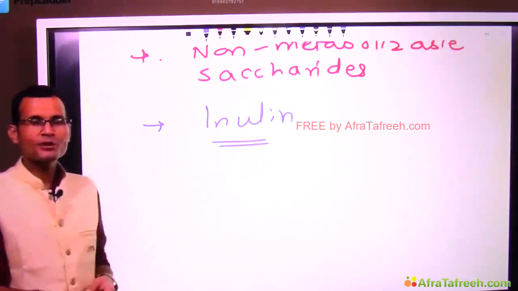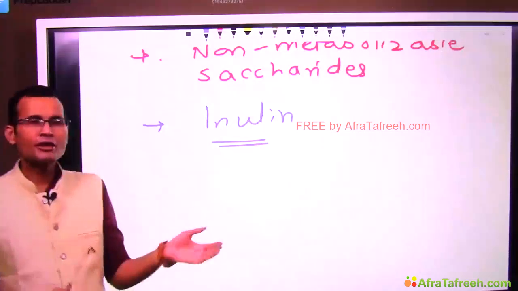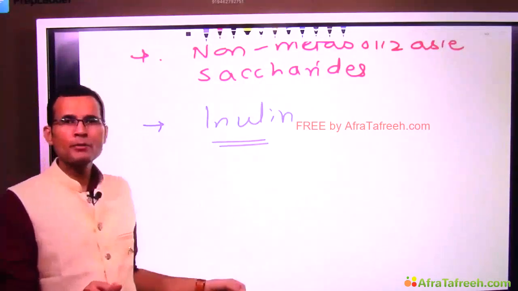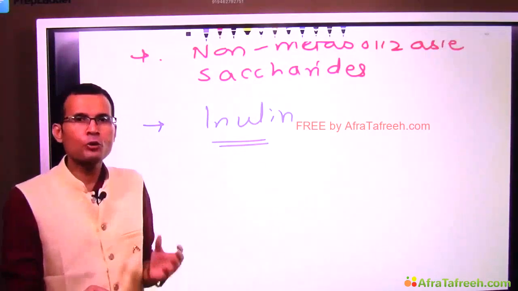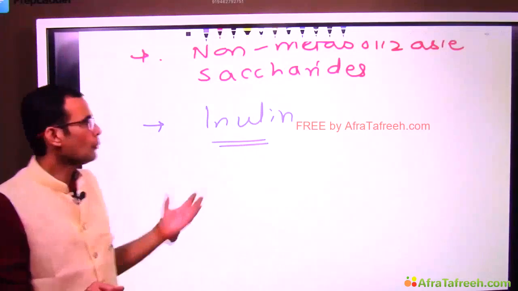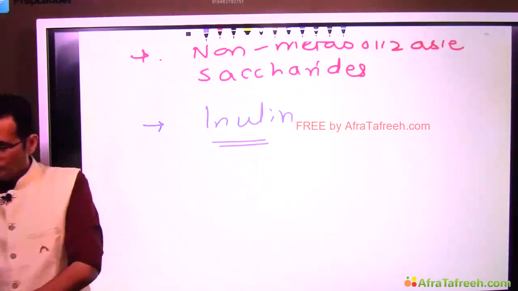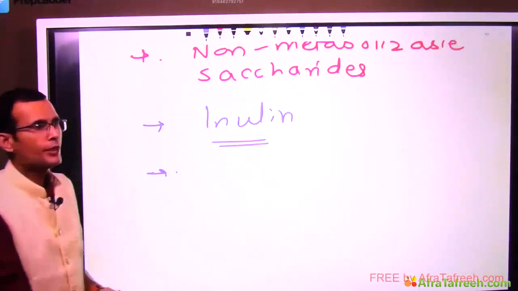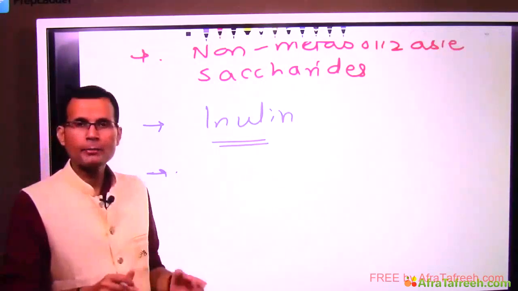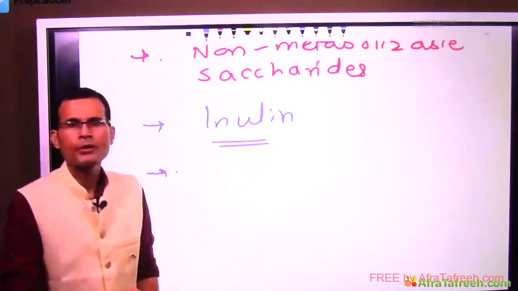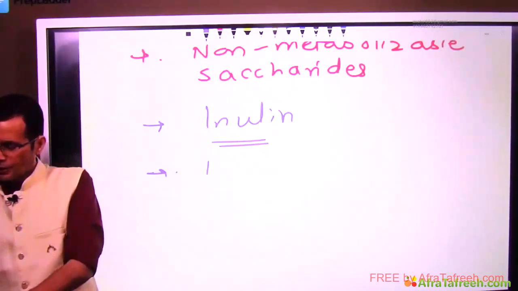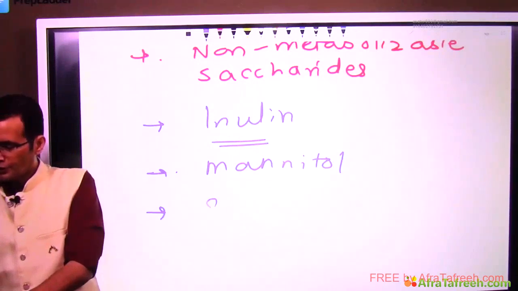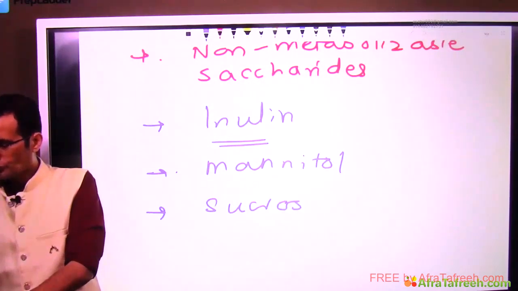Very often students make the mistake of confusing inulin and insulin. I've seen that happening. Inulin is a polymer of fructose, a fructopolysaccharide. It stays in the ECF, it hardly enters the cells, it does not get metabolized, and it's the best. But there are others like mannitol, which we mentioned already, and sucrose.